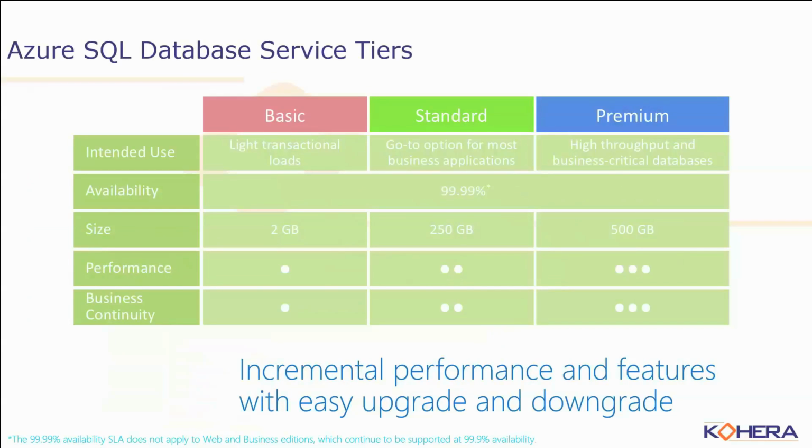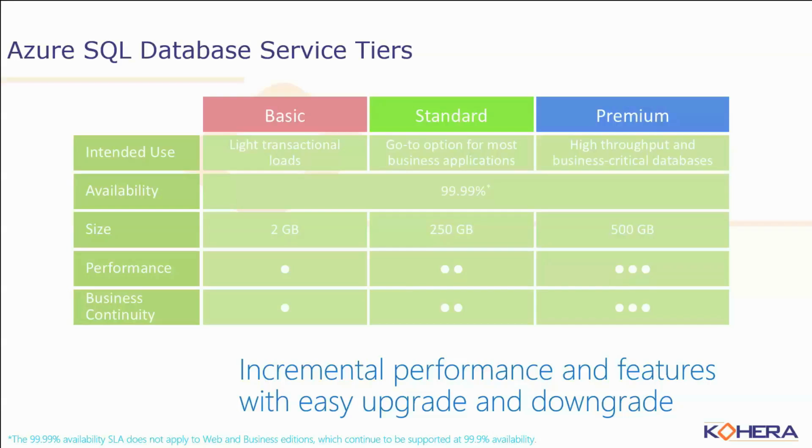Now, taking a look at the tiers that we have today. So before we had two editions called Web and Business Editions, which had an SLA of 99.9%, so 3 nines. Now the new SKUs have a better availability. They have 4 nines availability, so it's a much better SLA. And the difference only varies in the sizing of your databases, the performance, and the continuity.